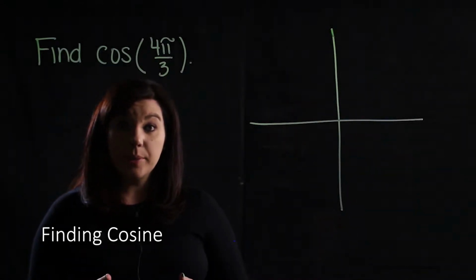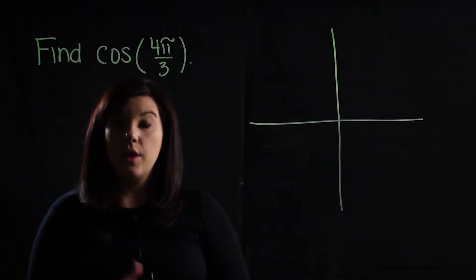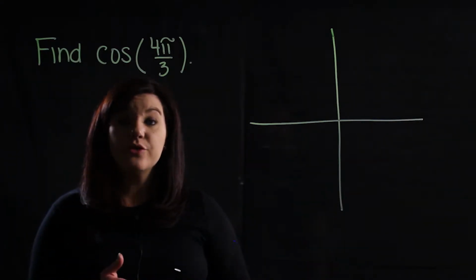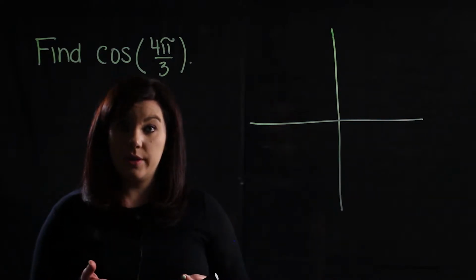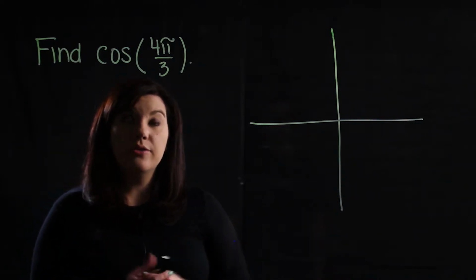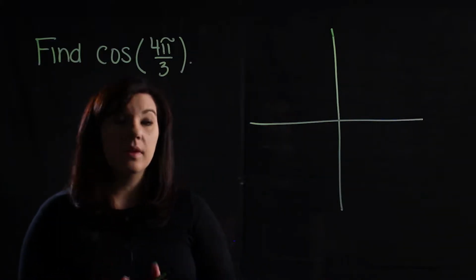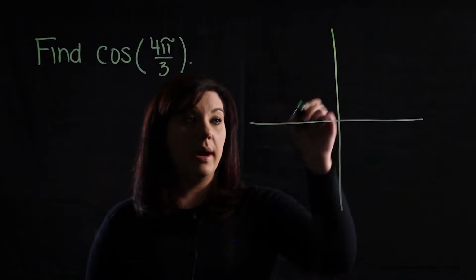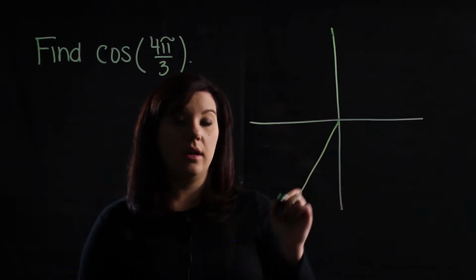Let's do another example where we try to find the cosine of 4 pi over 3. Remember that our first step is to first figure out where 4 pi over 3 is on our unit circle. So if I'm looking at 4 pi over 3, I'm thinking, okay, that's more than a pi. So I know that I have to go pi and then a third more. So that puts me right about here.